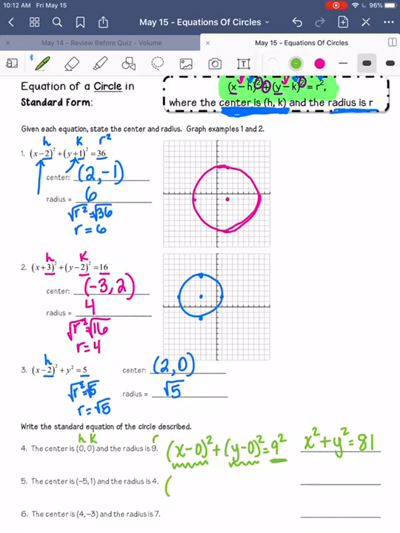All right, let's try another one. So we're going to do h and k, and this is our r. So we're going to go x minus -5 squared plus y minus 1. Remember, the minus is in the formula, and then I'm just plugging in what I see. Equals 4 squared. And now I'm going to clean this up.